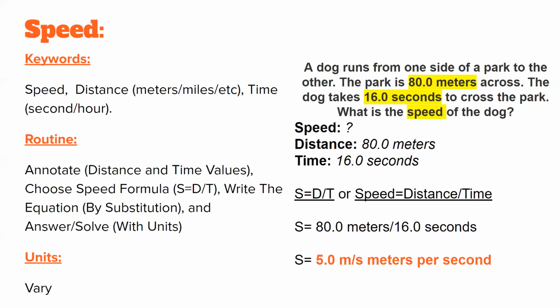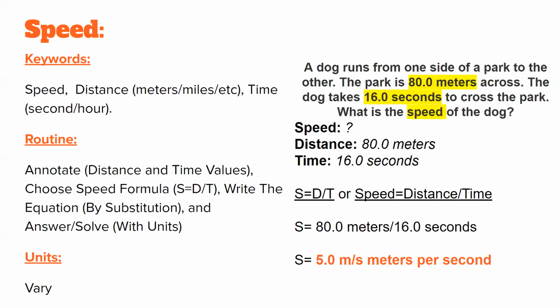The distance is 80 meters. The time is 16 seconds. We substitute that into distance divided by time. Our distance was 80, so we do 80 meters divided by our time, which was 16 seconds. 80 divided by 16 is 5. But you can't forget those units there. Those units say meters and seconds, so it's 5 meters per second.